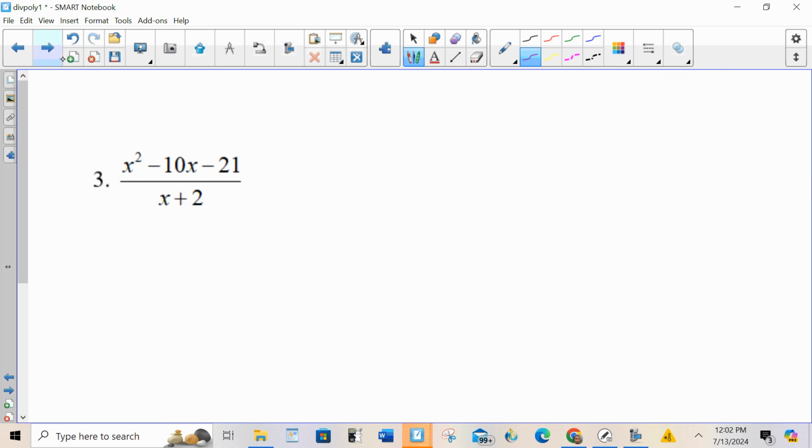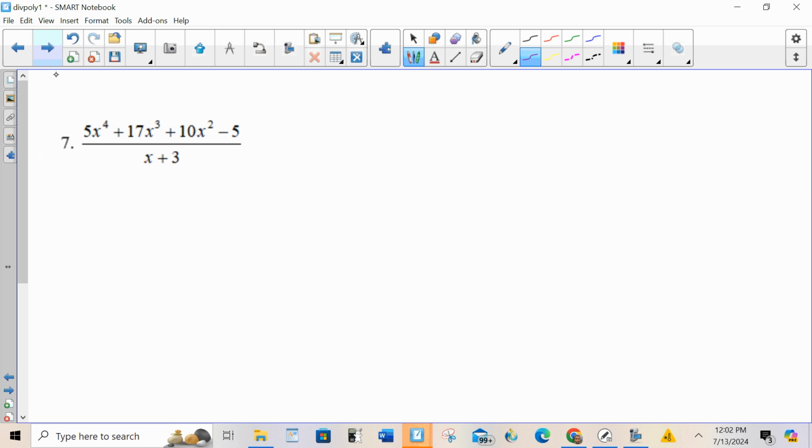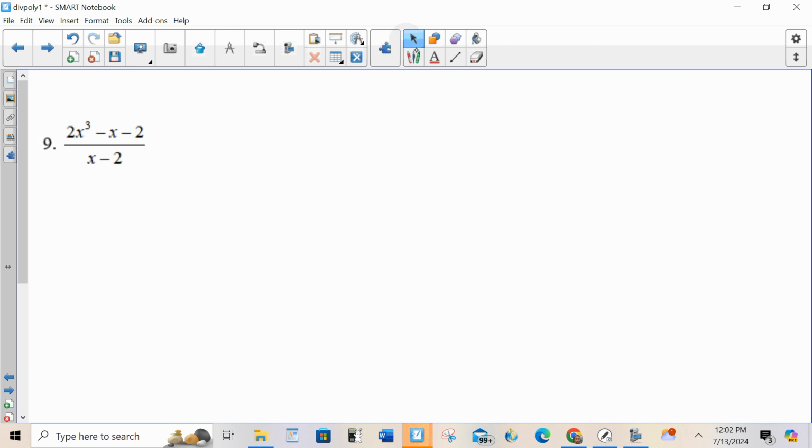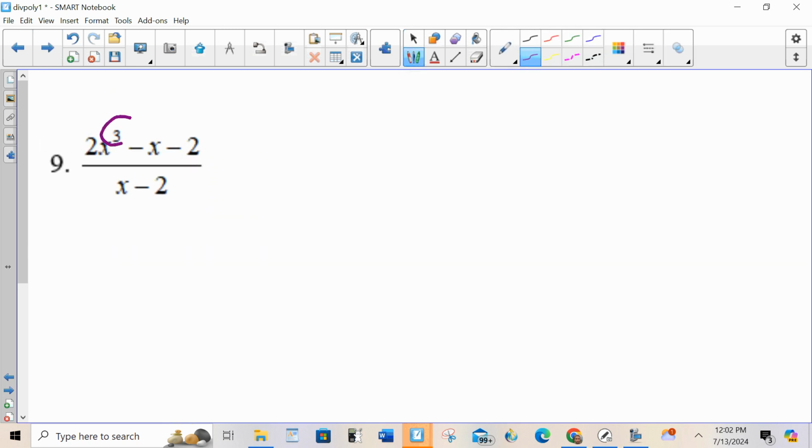Let's jump to number 9. Again, I want to check for missing terms. I'm starting with 2x to the third. So after x to the third should be x to the second. There is no x to the second, so there's technically a 0 x to the second here. So when I list my coefficients, I have to put 0 as a placeholder in the x squared spot. Then negative 1, then negative 2.